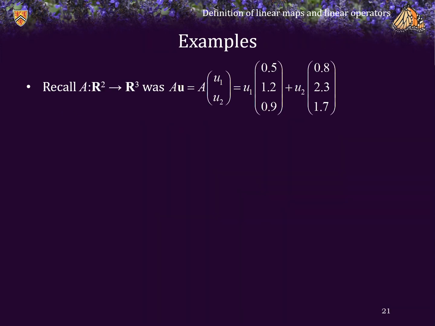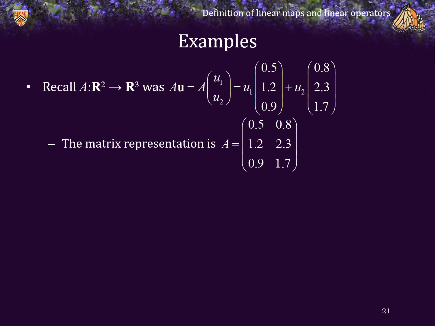Recall that the first example of a linear map was this linear map that mapped R2 to R3. The corresponding matrix representation is exactly that matrix that has the two column vectors (0.5, 1.2, 0.9) and (0.8, 2.3, 1.7) as the two columns of that matrix.